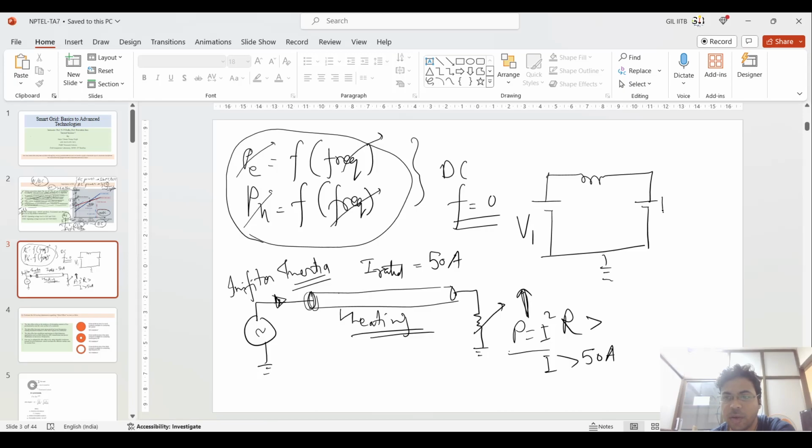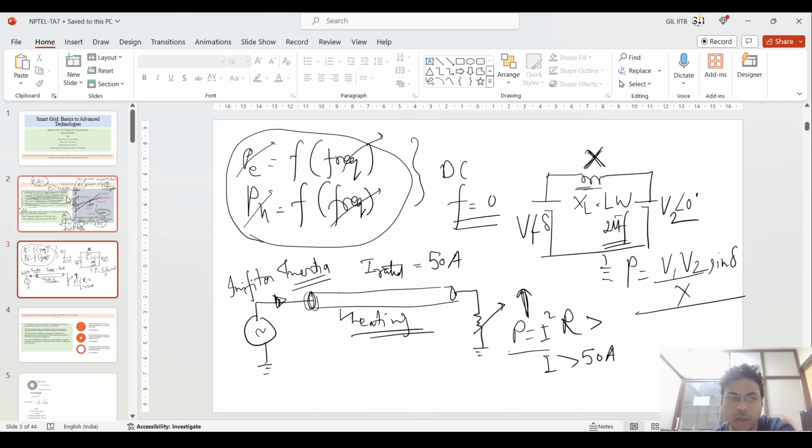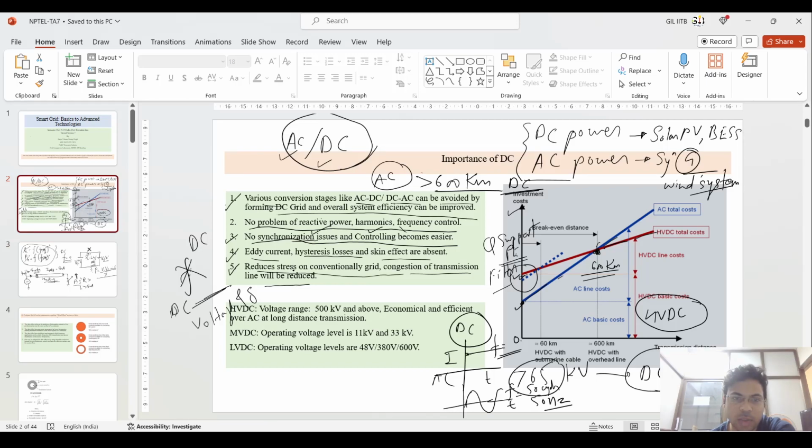So this is grounded, and this is V1 and V2, and this is X. If you transfer power and you have V1 at a certain angle delta and V2 at angle 0 degrees, this X term, here I have not represented as an inductive term, because XL is L omega, that is 2 pi f L. So there is no concept of frequency inside, but there is some kind of parasitic inductance inside the system. So power is generally V1 V2 by X sine delta. Same with the reactive power.